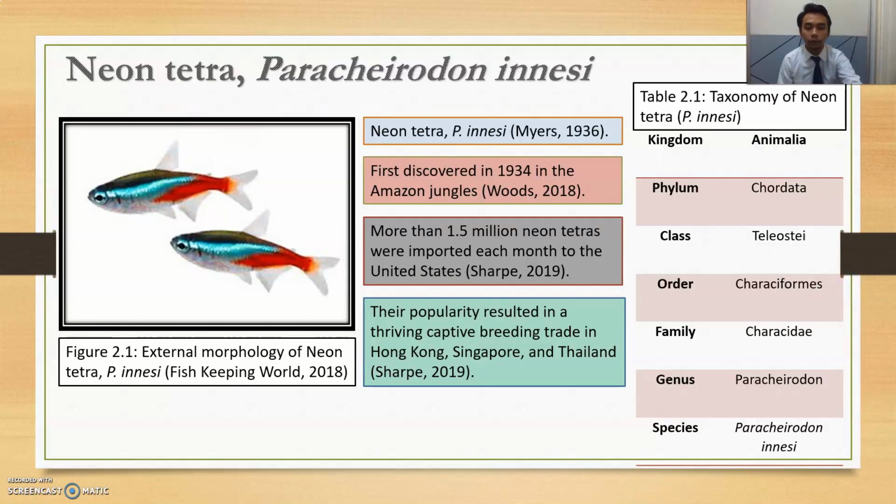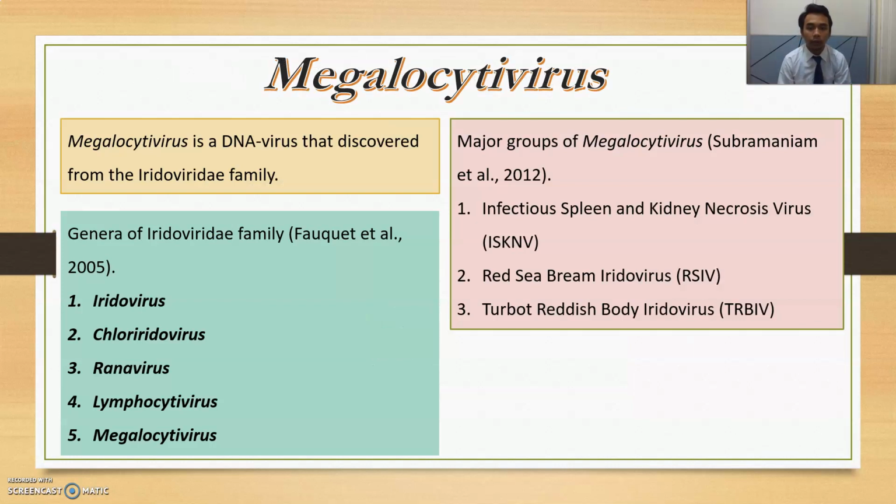Move to chapter 2, or literature review. Figure 2.1 shows us the external morphology of neon tetra, and table 2.1 shows us the taxonomy of neon tetra. Megalocytivirus is a DNA virus discovered from the Iridoviridae family. There are 5 genera in the Iridoviridae family, and megalocytivirus is one of them. There are 3 major groups of megalocytivirus, which are ISKNV, RSIV, and TRBIV.